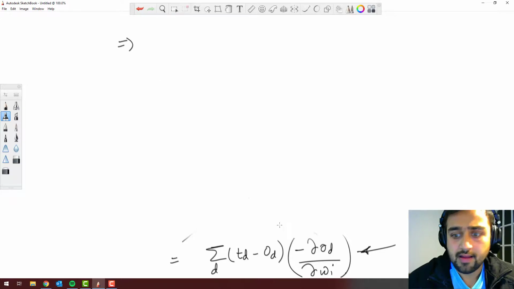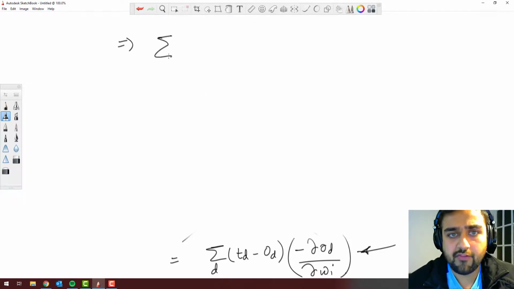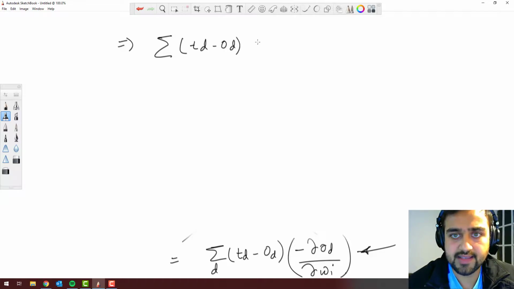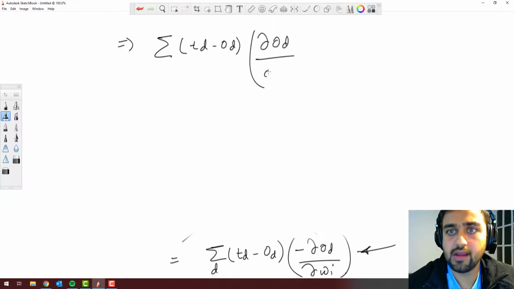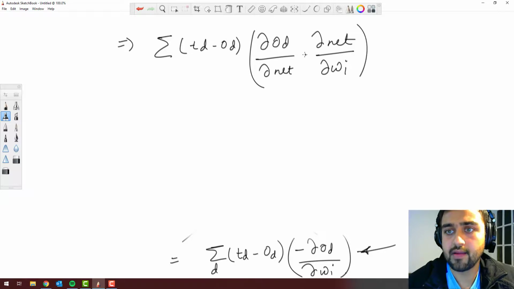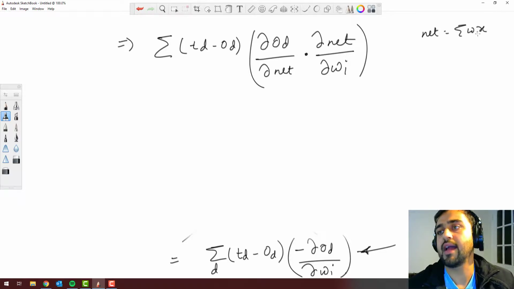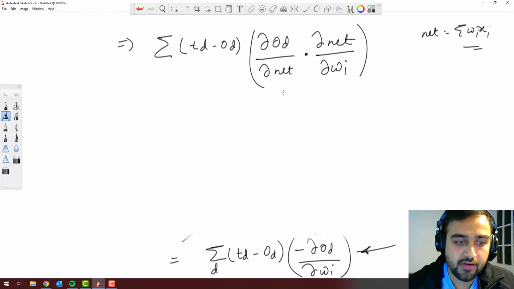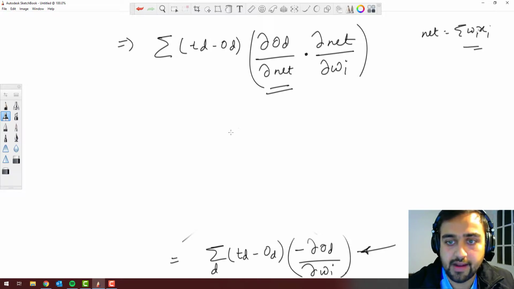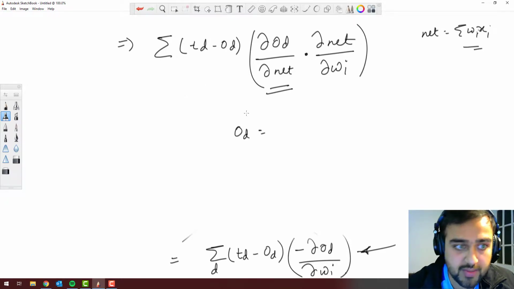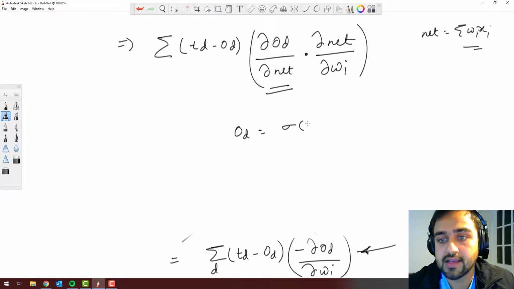Now d of od by dwi can further be written as, this is td, this remains the same, this can be written as d of od upon d of net, times d of net by dwi, where our net was basically the summation of wi xi. Now look closely. If we are to consider d of od by d of net, what was the output of a perceptron? Our output of the perceptron was sigma of net, that was equal to 1 upon 1 plus e to the power minus net.